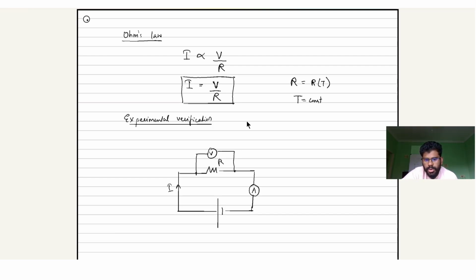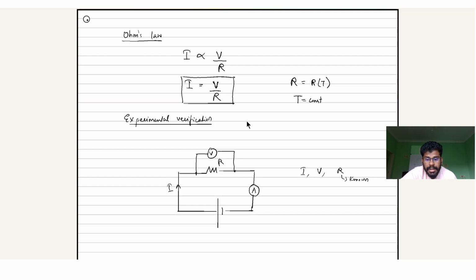I want to know whether this is true for a range of values. Now in this particular case, I will be getting one I value, I will be getting one V value, and I already know R. And I can verify Ohm's law in this case.